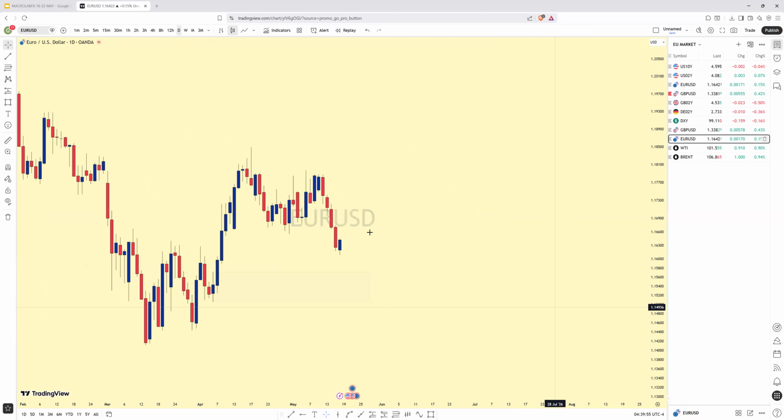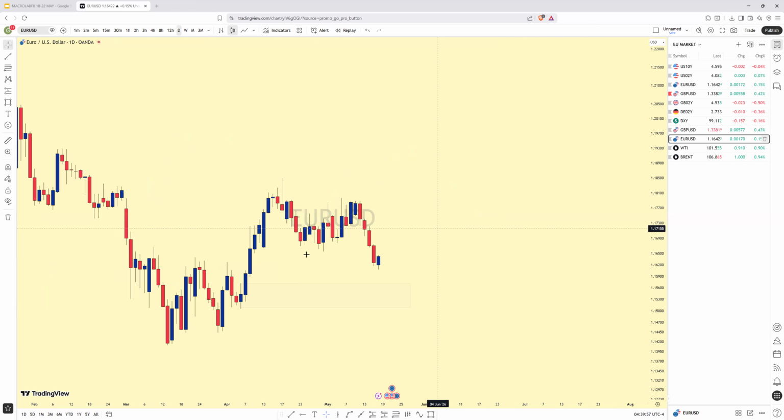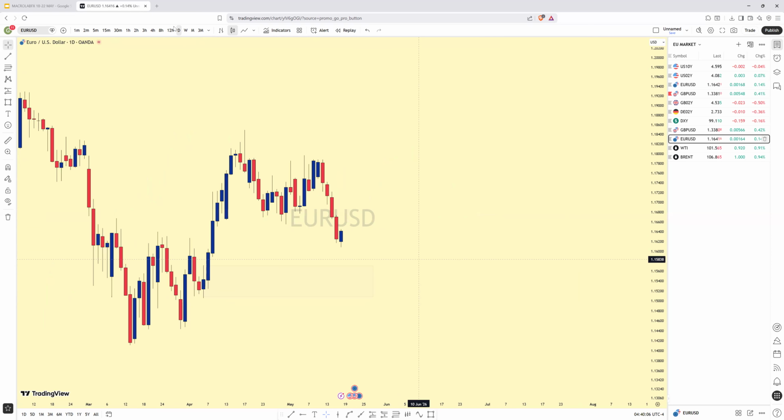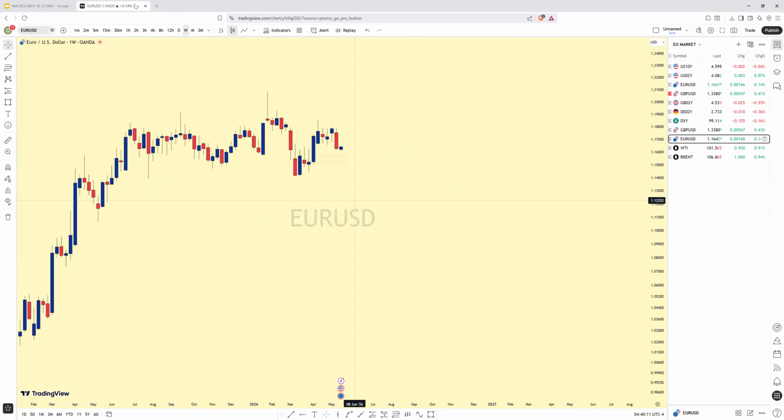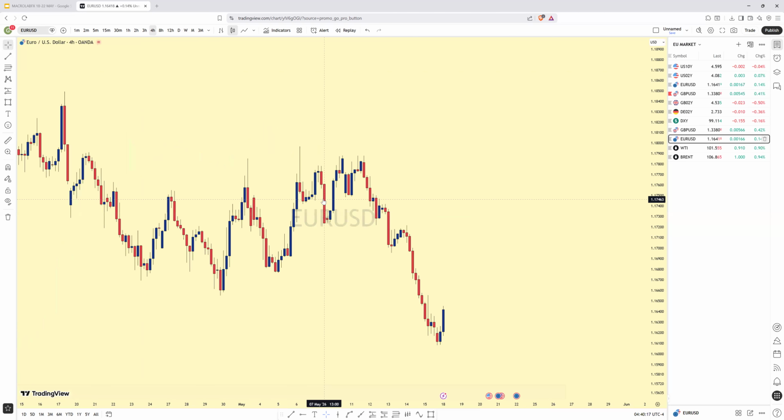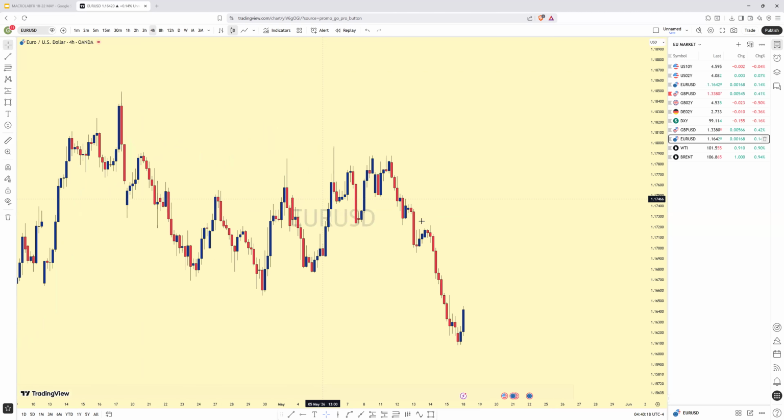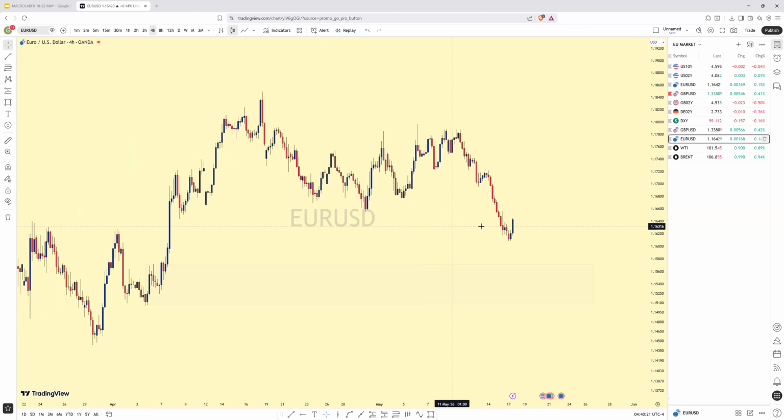Okay, so this low has been taken out clearly. Let's see what forms. Today, I really don't have anything to say on pound or Euro USD and how it should form. It's clearly bearish. Nothing has changed it at the moment. So let's look at the 4 hours chart.